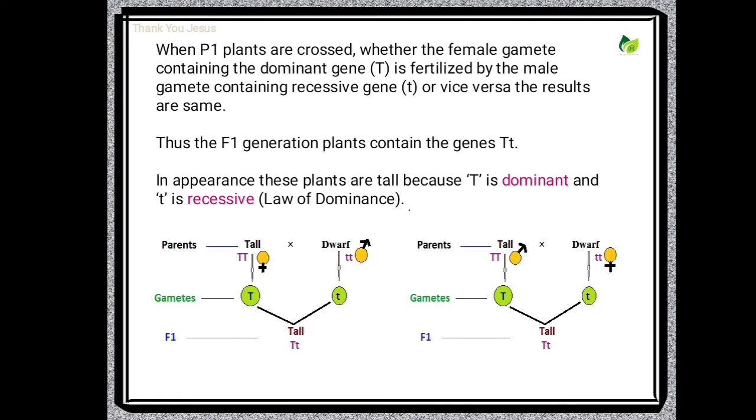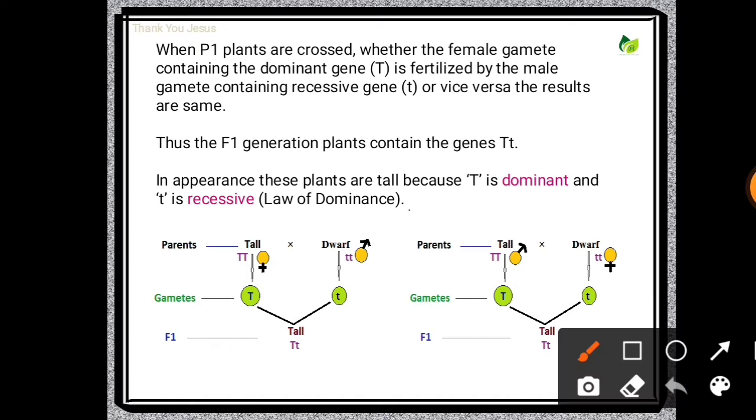Here you have to remember one thing. Reciprocal crosses give similar results. That means whether the male parent is used as tall or the female parent is used as tall, there is no difference in the F1 phenotype. The results are the same. Such two crosses are called reciprocal crosses.